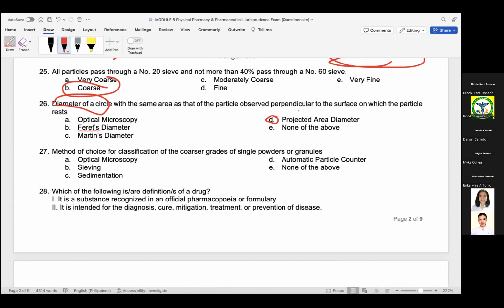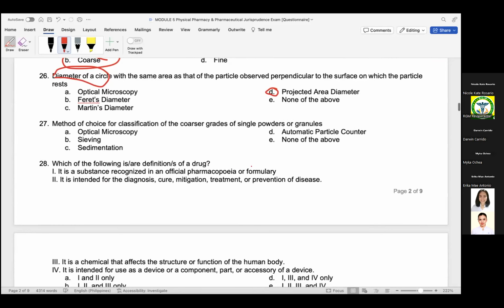Next, number 27. What is the method of choice for classification of the coarser grades of single powders or granules? A. Optical microscopy. B. Sieving. C. Sedimentation. D. Automatic particle counter. Or E. None of the above. The correct answer here, method of choice, is letter B. Sieving.